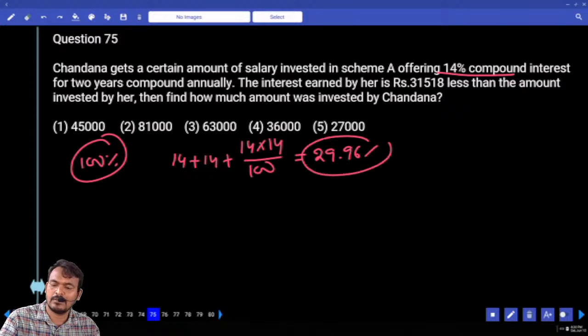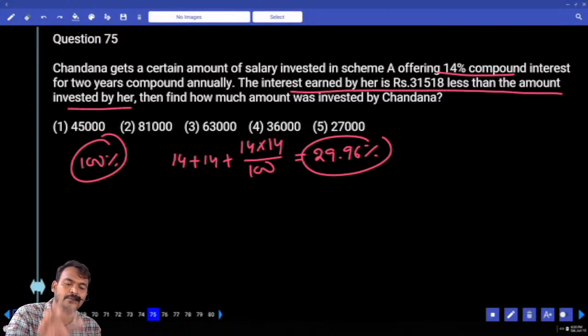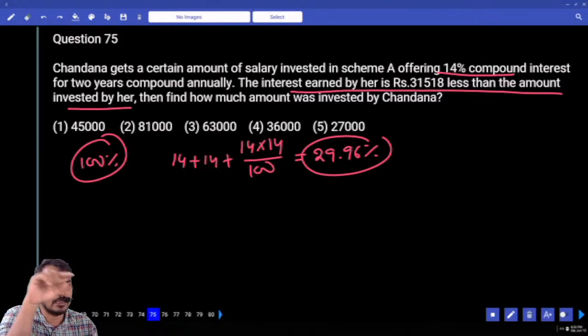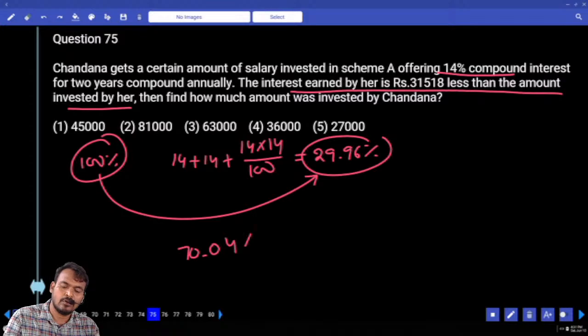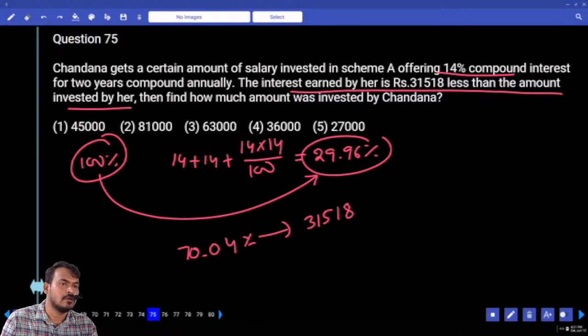Okay. What is the principal? 100%. What is the interest value? 29.96%. The interest earned by her is less than the amount invested by her. Means compared to principal, interest is how much percent less? 70.04%. That is equal to how much value? 315180. But required is which one? 100%.